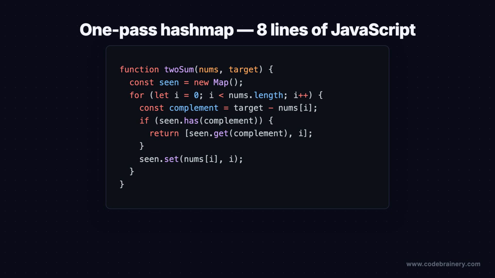The code in JavaScript. 8 lines. Create a new map. Walk the array with a for loop. Compute complement equals target minus nums[i]. If the map has complement, return first the stored index from the map, then the current i. Always in that order. Otherwise, set nums[i] mapping to i and continue.